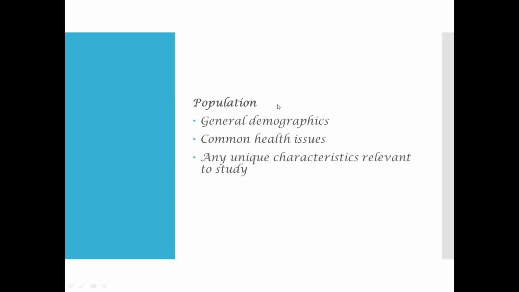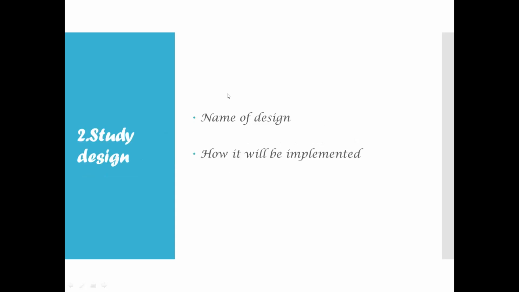Then population. Under population, you need to mention the general demographics, common health issues, and any unique characteristic that's relevant to the study. Study design. You need to mention the name of the design that you want to use, and you need to mention how it will be implemented.